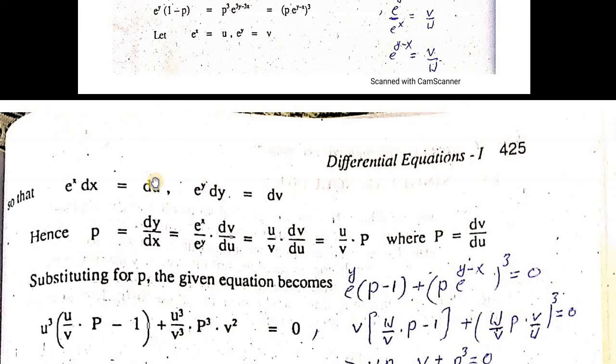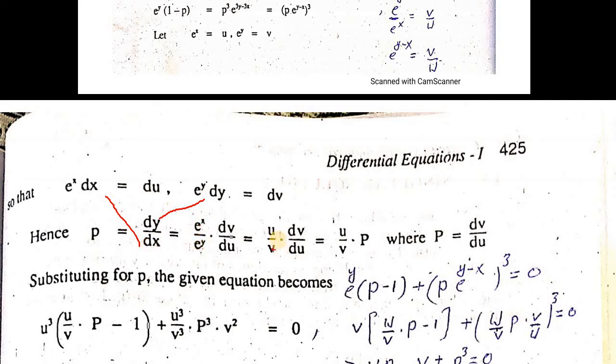On taking differential it will become e power x dx is equal to du, e power y dy is equal to dv. We know that p is equal to dy over dx. Putting value of dy, so this is dy which is here, so we can find value of dy from this equation and we will substitute here. Similarly this dx is here, so we will find value of dx from here and will substitute here. So this is the simplification.